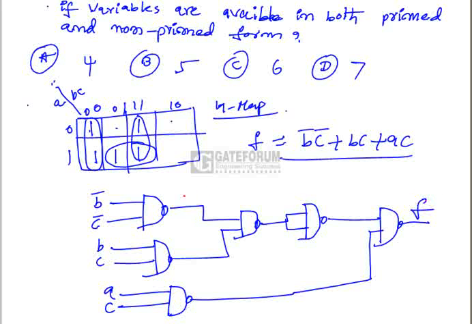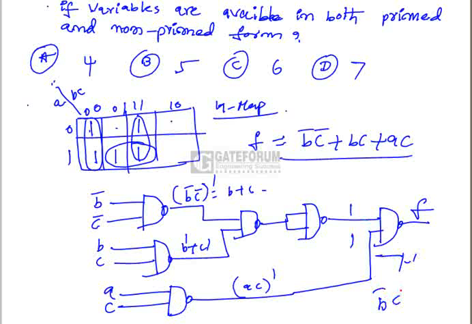That is, here we get (B dash C dash) whole dash, that is B plus C. From here we get (B plus C) whole dash is B dash plus C dash. So from this you get (AC) whole dash. So this and this NAND gate will represent B dash C dash plus BC plus AC. So this is 1 2 3 4 5 6, 6 NAND gates are required. Option C is the right option.